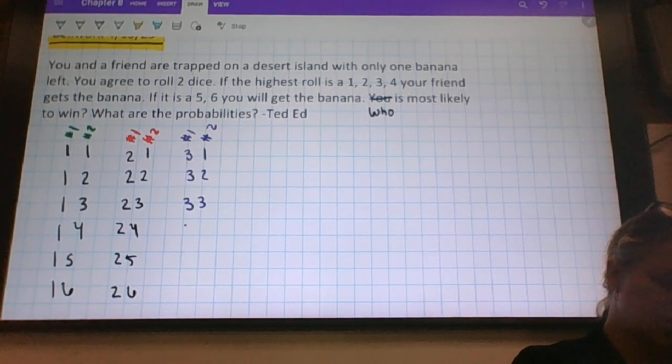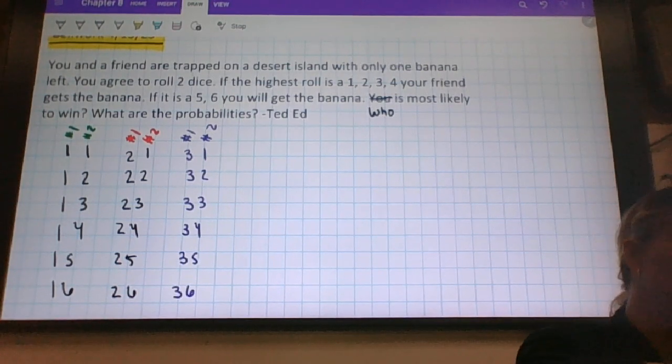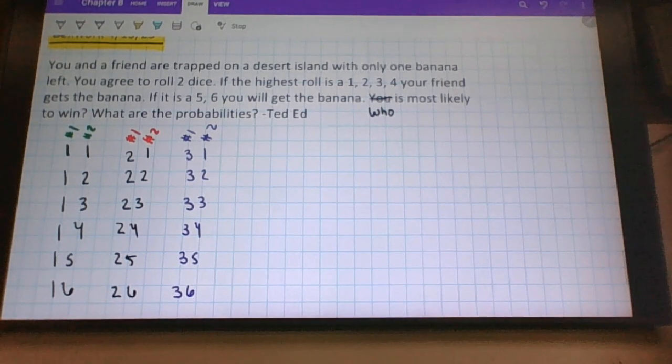In your groups, try to come up with the probabilities that the 1, 2, 3, 4 wins or that the 5 and 6 wins. So make a list of all the possible outcomes for dice 1 and dice 2. Do your sample space.